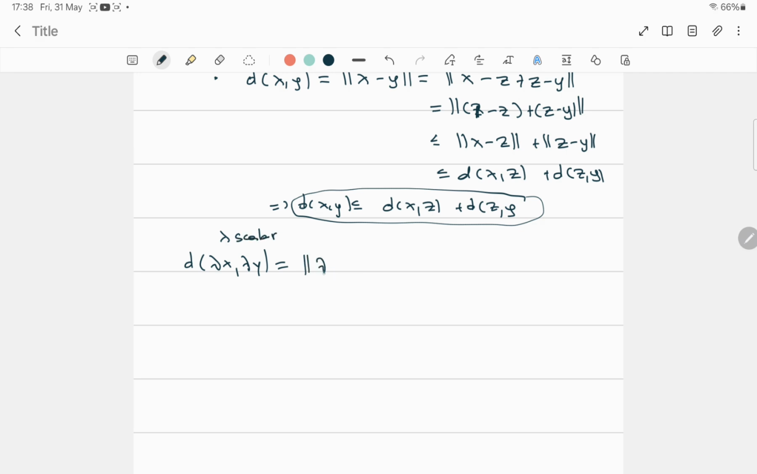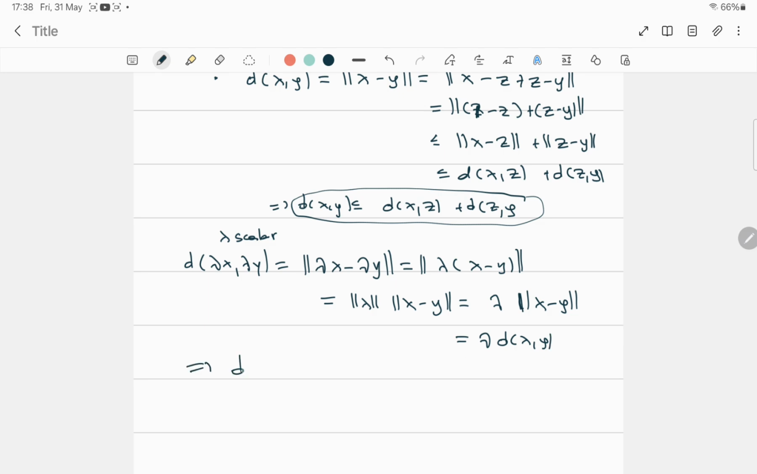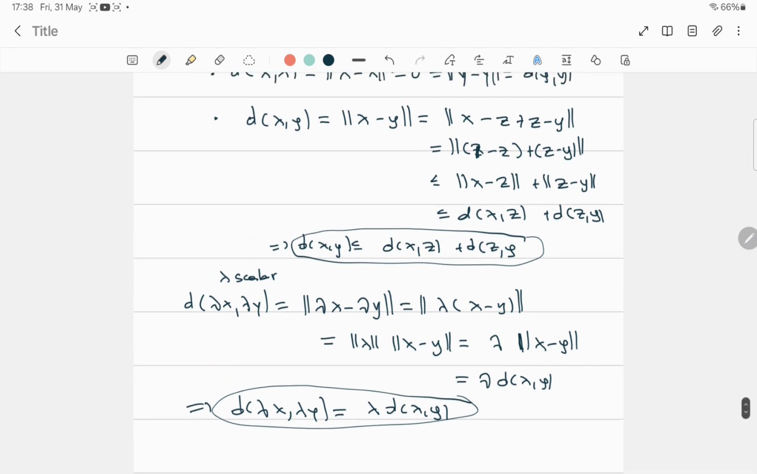Now let's assume that we have d(λx, λy), where λ is a scalar. Then we have the norm of λx minus λy. We take common factor λ: λ(x minus y). So this can be split to the absolute value of λ times the norm of x minus y. So we end up with λ times the norm of x minus y, λ d(x,y). And this is the fourth property.